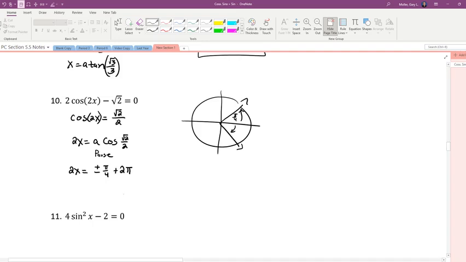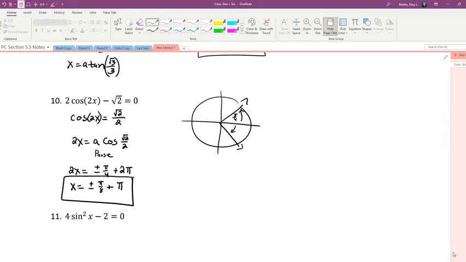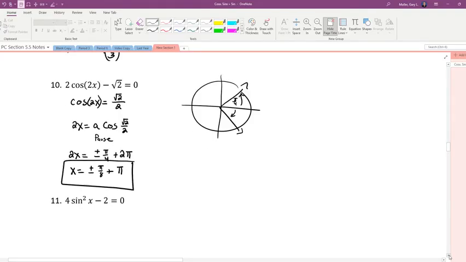Now is when I solve for x. And so I divide by 2 and I get positive negative pi over 8. And divide by 2 and I get pi. That's how we deal with the cosine or the 2x angle.